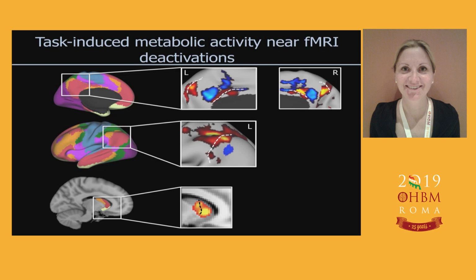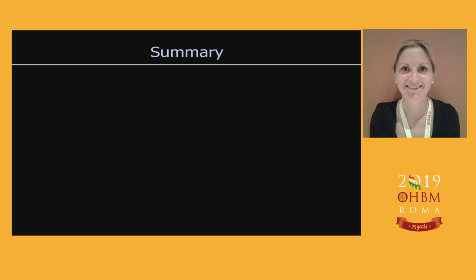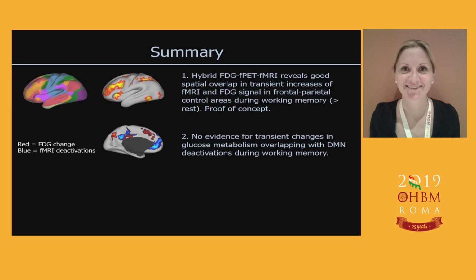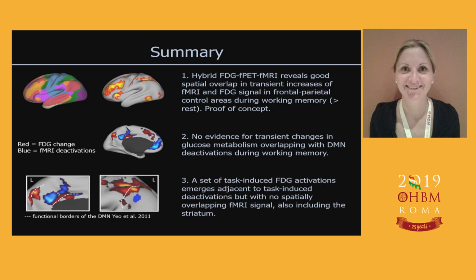no corresponding fMRI signal. So in summary, we detect three interesting patterns of results here. First of all, as kind of a proof of concept, we saw that hybrid FDG PET-fMRI reveals good spatial overlap in transient increases of fMRI and FDG in task-relevant areas. But we find no evidence for transient changes in glucose metabolism overlapping with the default mode network deactivations. Instead, we have identified a set of task-induced FDG activations that emerge adjacent to task-induced deactivations, but with no direct spatial overlap, also including the striatum.